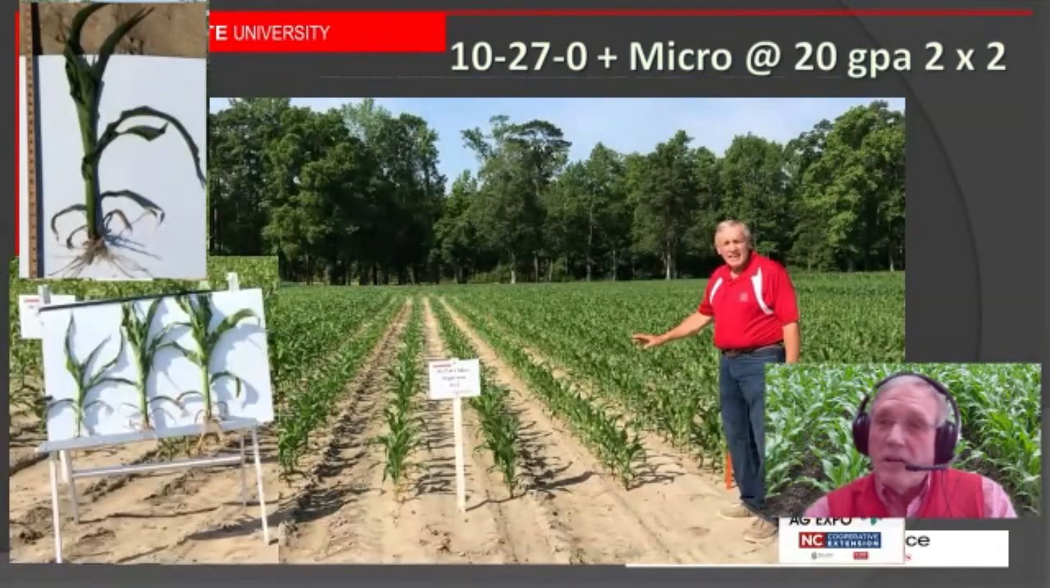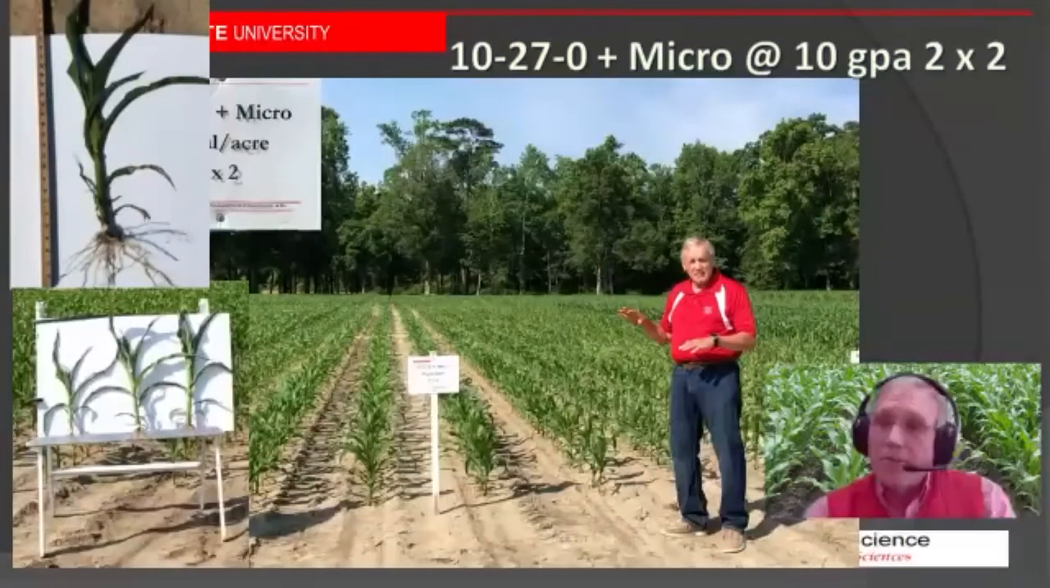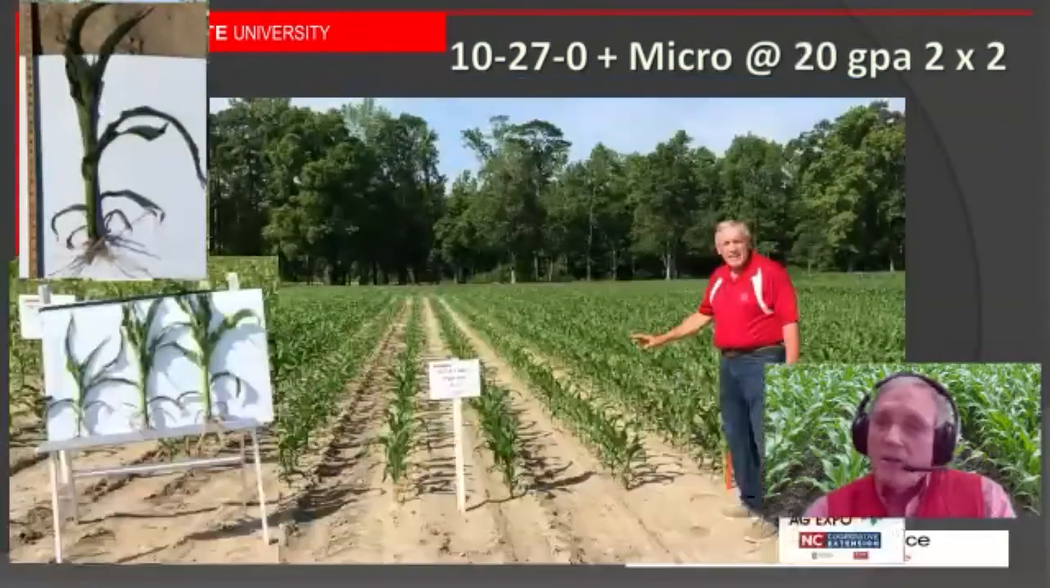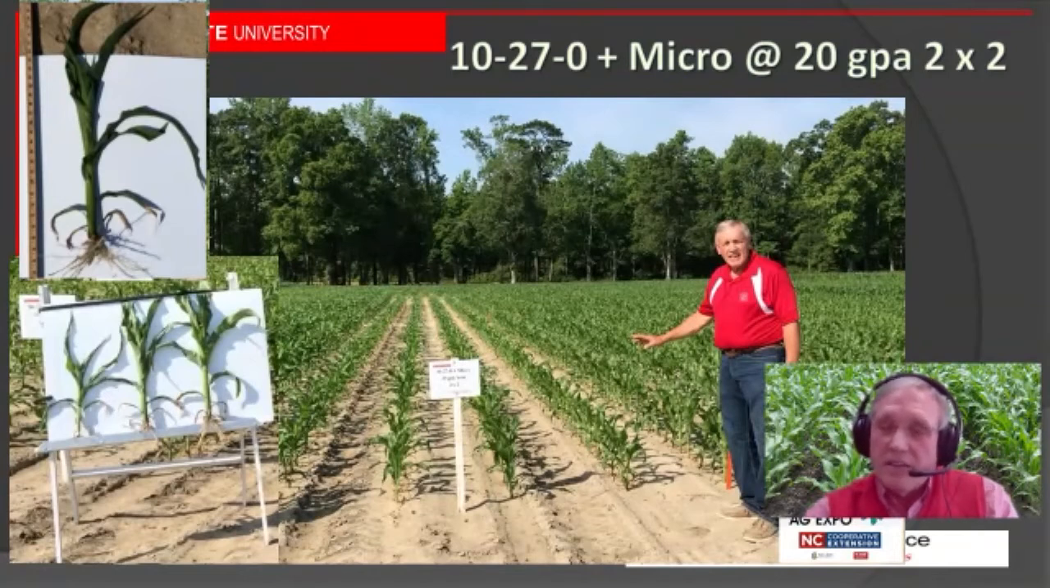So let's go to a 20-gallon. Did I skip over a slide here? No, I'm fine. So I'll go to a 20-gallon in a 2x2. And again, you can see the 20-gallon in a 2x2 looks better. So going to higher rates has increased the interception of the phosphorus at the right amount at the right time on this. So it looks better than the 10 gallons.